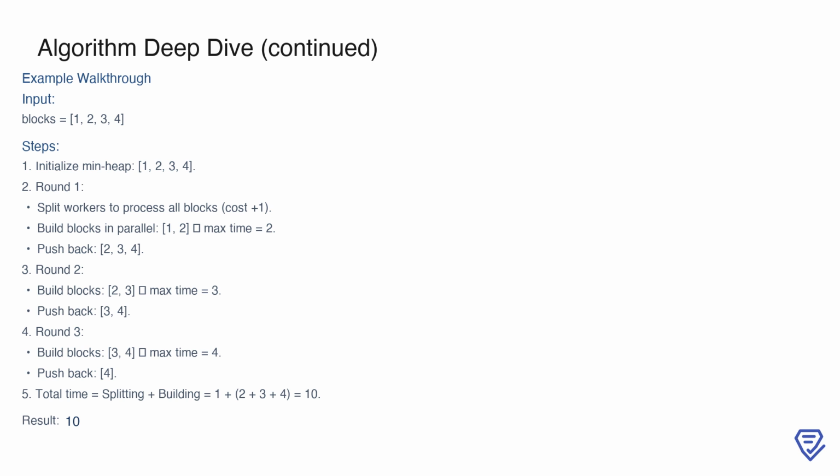In the second round, we process 2 and 3, taking a maximum time of 3, and the heap updates to [3, 4]. Finally, in the third round, 3 and 4 are processed with a maximum time of 4, leaving 4 in the heap. Summing the time for splitting and building gives us a total of 1 + (2 + 3 + 4) = 10. The result is 10, demonstrating how the algorithm minimizes the total time effectively.